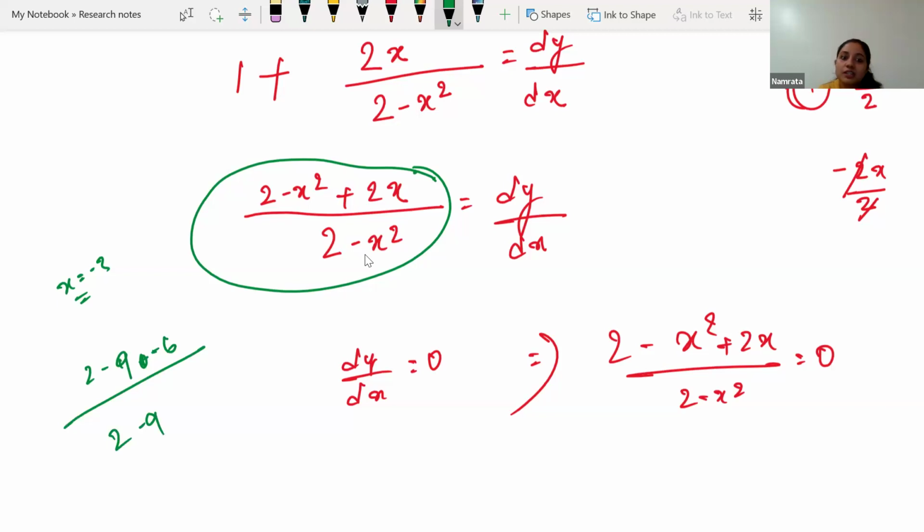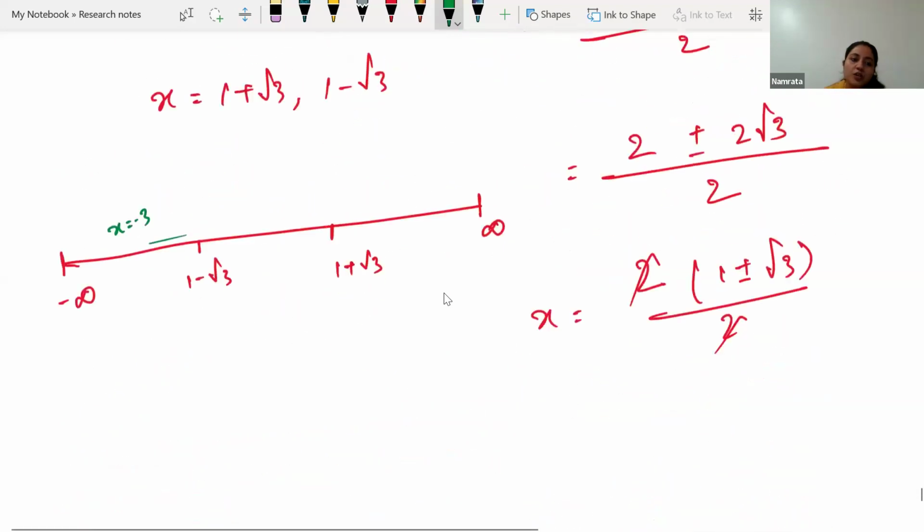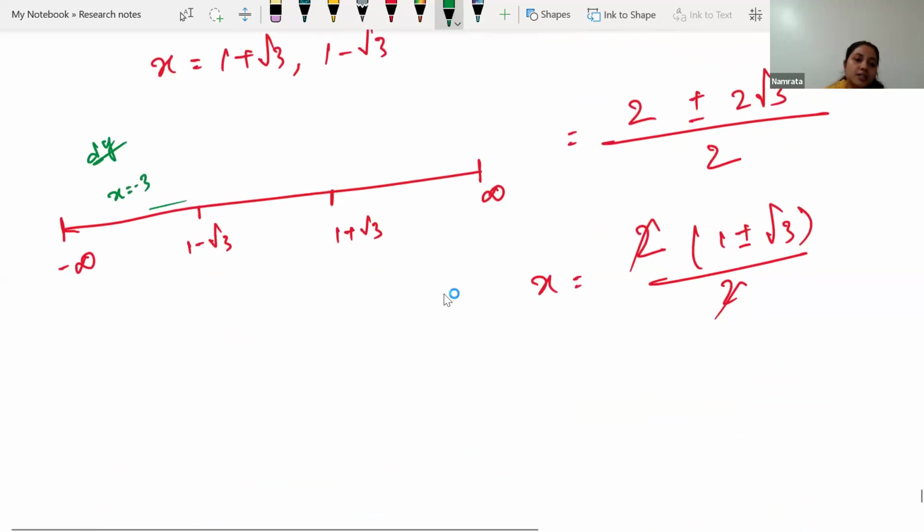So we just need to check whether it is positive or negative. In the numerator, I can see it will be negative. Denominator is also negative. So positive, right? Can you see it? Yes, ma'am. So dy by dx is positive in this interval. What about the other interval?